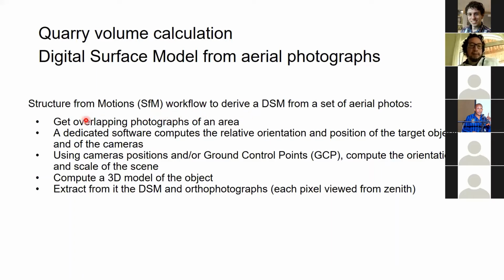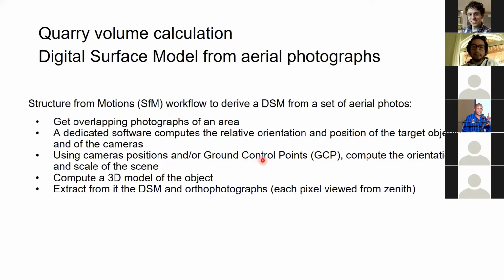Once he has prepared all this, he uses dedicated software to compute the orientation and position of the target area with respect to the cameras, using these camera positions when they are available. When they're not available, he can use control points, which are features in the terrain that haven't moved, or that we assume haven't moved. It can be a building, a road, stuff like that. So human-built parts of the environment. You use that as reference points.